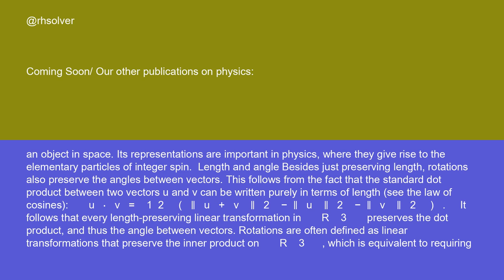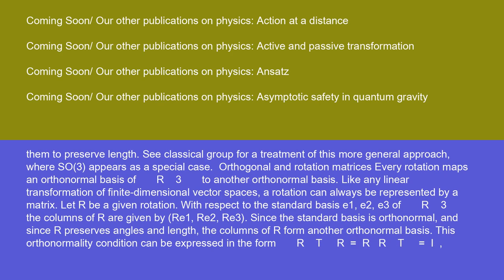Rotations are often defined as linear transformations that preserve the inner product on R3, which is equivalent to requiring them to preserve length. See classical group for a treatment of this more general approach, where SO(3) appears as a special case. Orthogonal and rotation matrices: every rotation maps an orthonormal basis of R3 to another orthonormal basis.